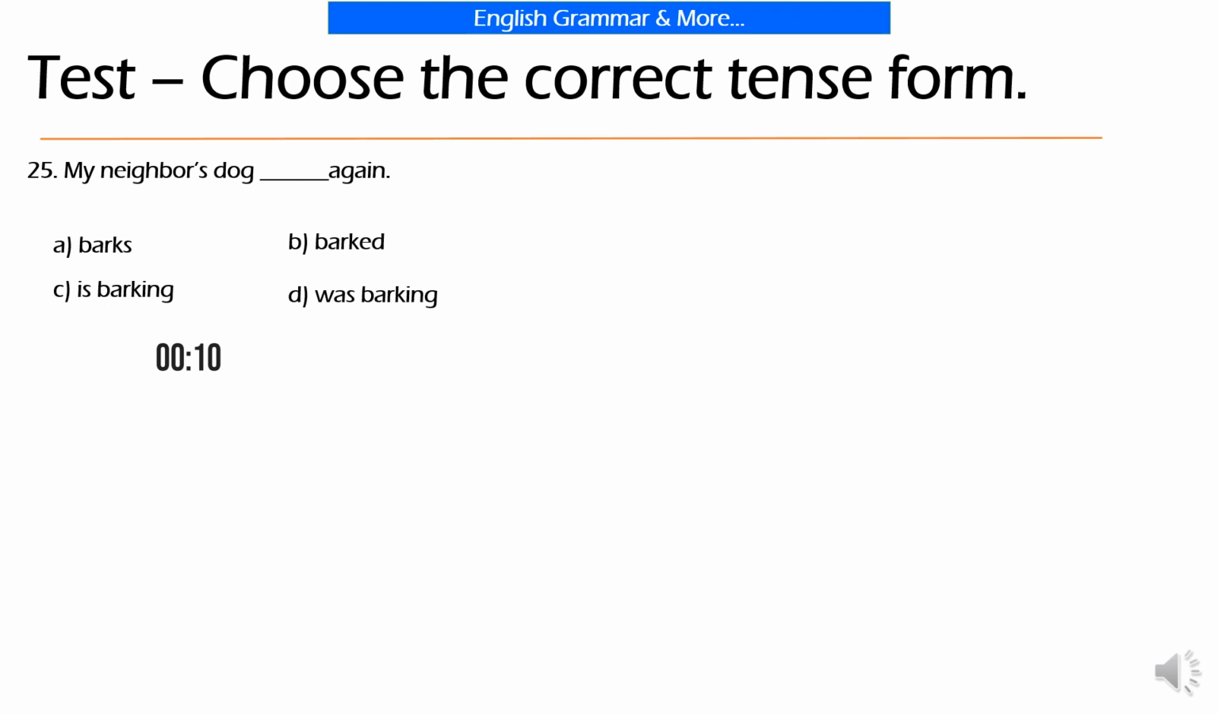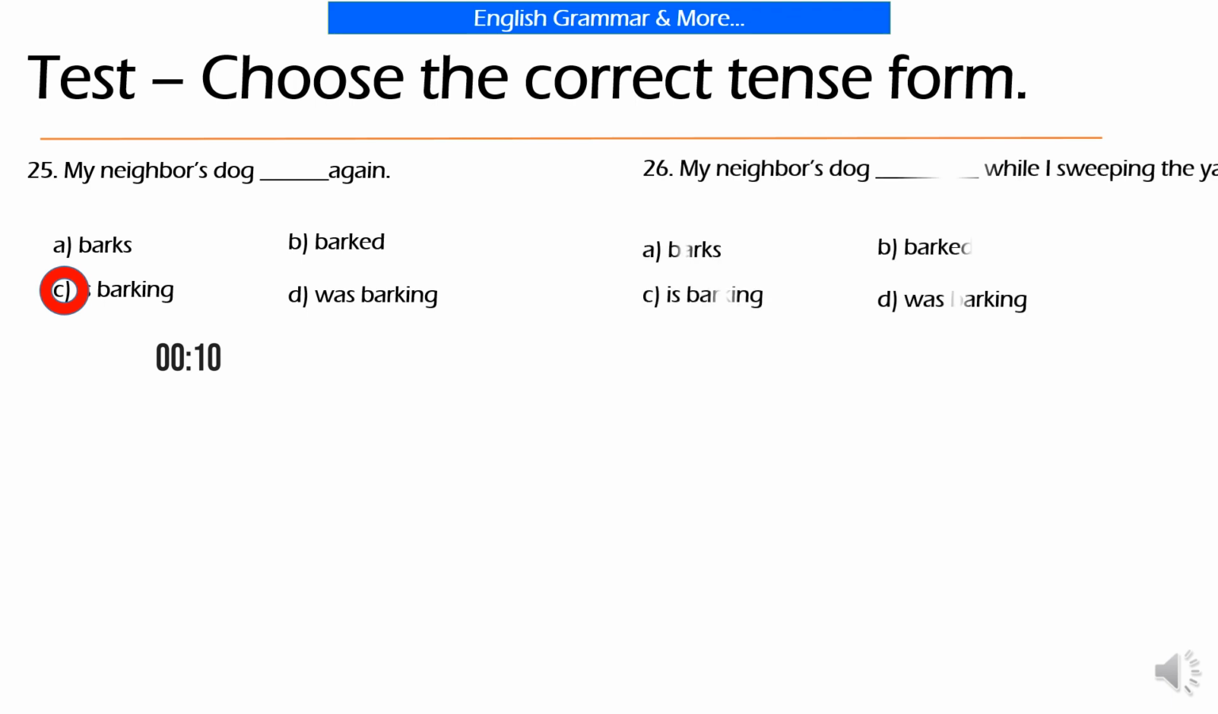Question 25. The correct answer is C. My neighbor's dog is barking again. Here, from the word again, we understand that this action is happening as we are speaking. Therefore, the present continuous tense is the correct one. Question 26.